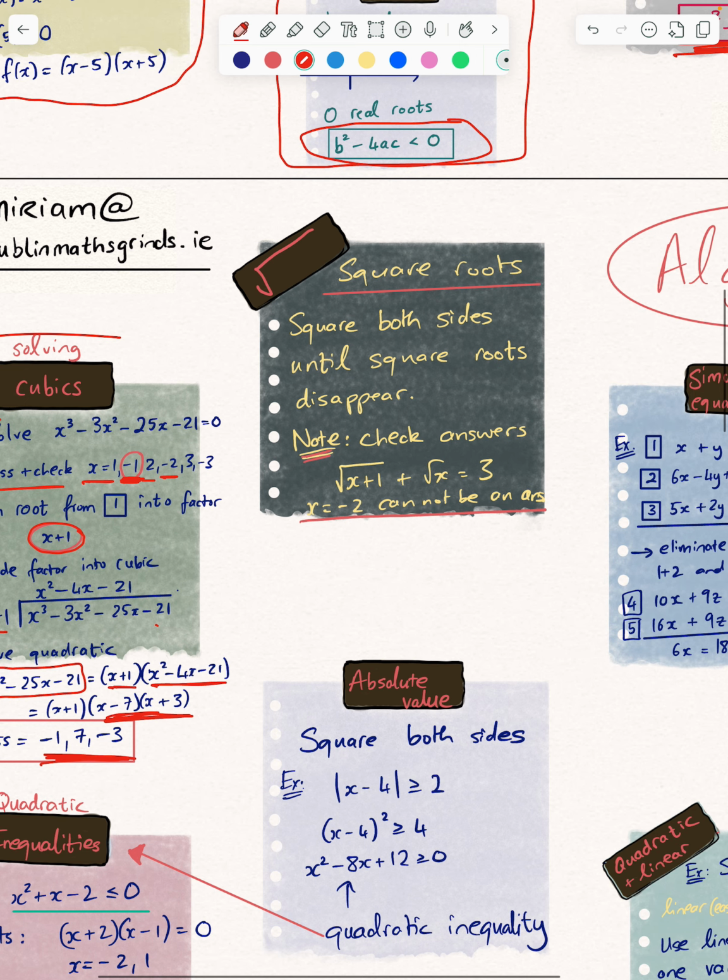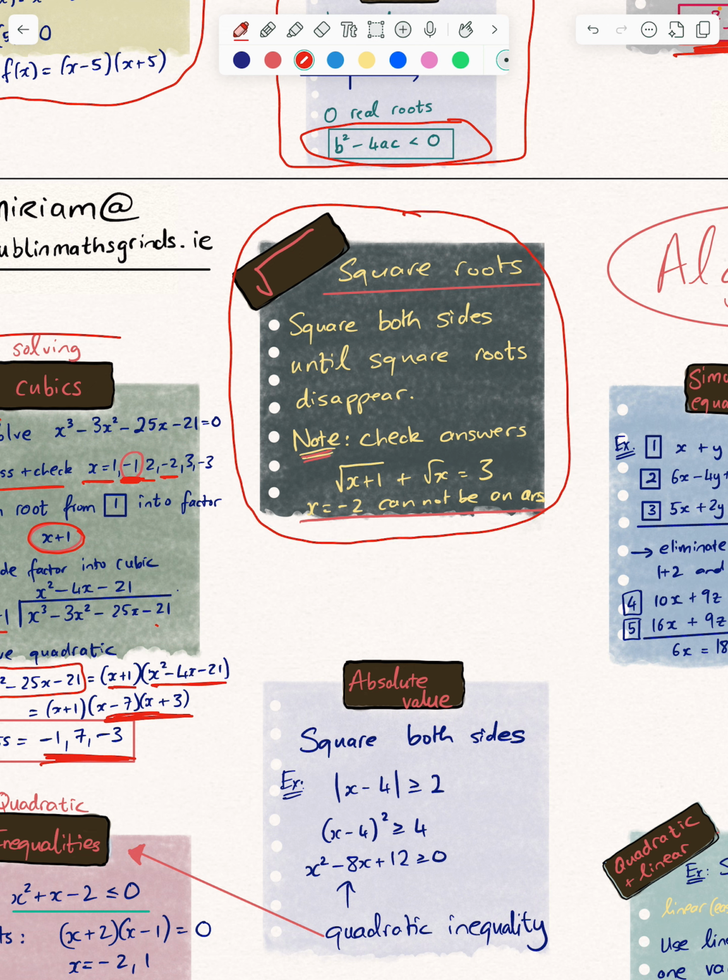Okay, if you have a square root in an equation, square both sides until the square roots disappear. Note, check your answers. If you solve this equation here, square root of x plus 1 plus the square root of x equal to 3, you may come up with two solutions. You often do. And oftentimes one doesn't work because you can't have the square root of a negative number. So you can't have minus 2 plus 1 under the square root, or the square root of minus 2. So when you square both sides, sometimes you end up with a solution that you just can't have under the square root because it would result in a minus under the square root. So you'd need to eliminate that. Okay, so watch out, check your answer.